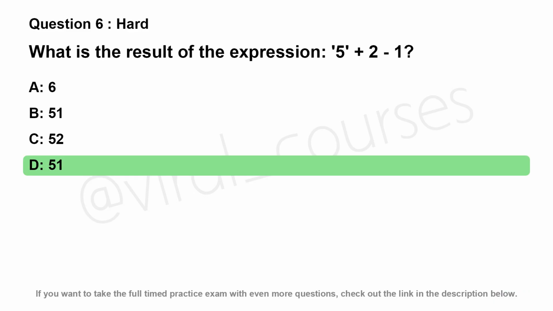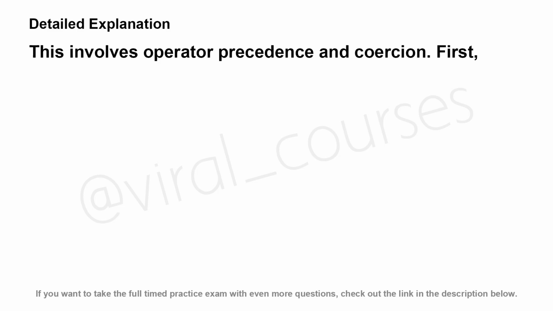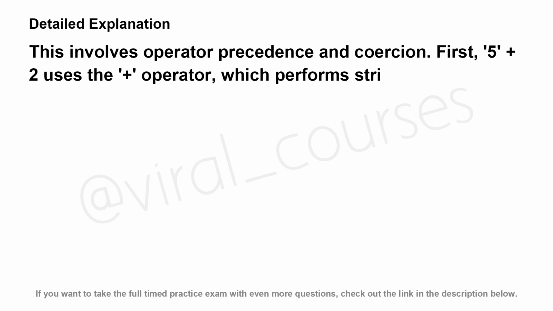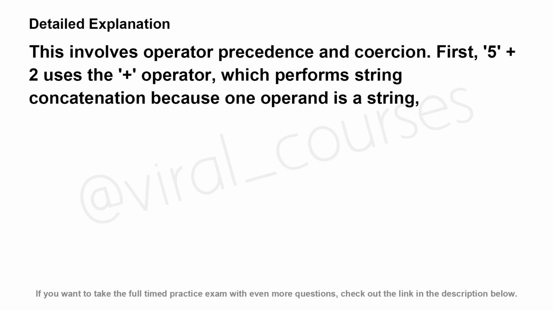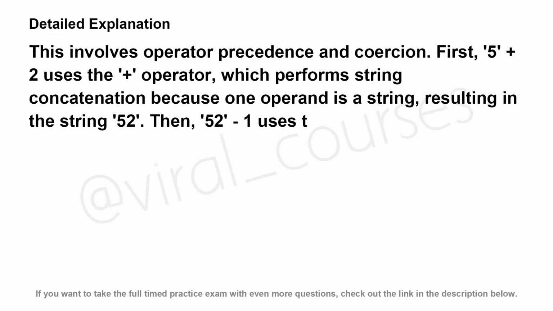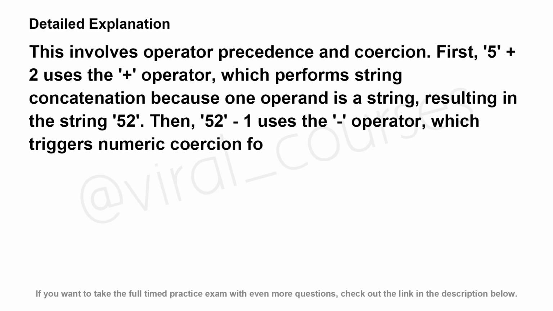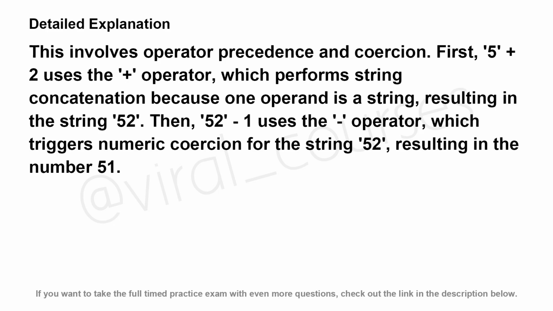The correct answer is D. This involves operator precedence and coercion. First, 5 plus 2 uses the plus operator, which performs string concatenation because one operand is a string, resulting in the string 52. Then, 52 minus 1 uses the minus operator, which triggers numeric coercion for the string 52, resulting in the number 51.